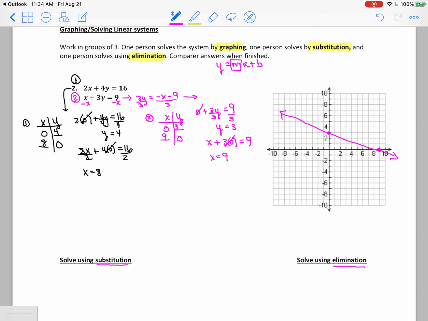So I'm going to actually come all the way down here. My equation for number 2 in slope-intercept form is going to be y is equal to negative 1/3 x minus 3. Minus 3? That's not right. Plus 3. What happened?